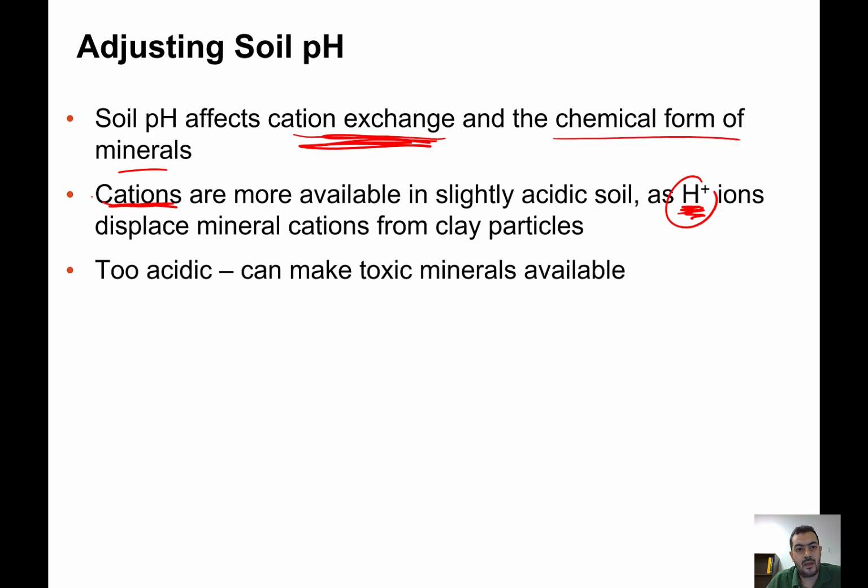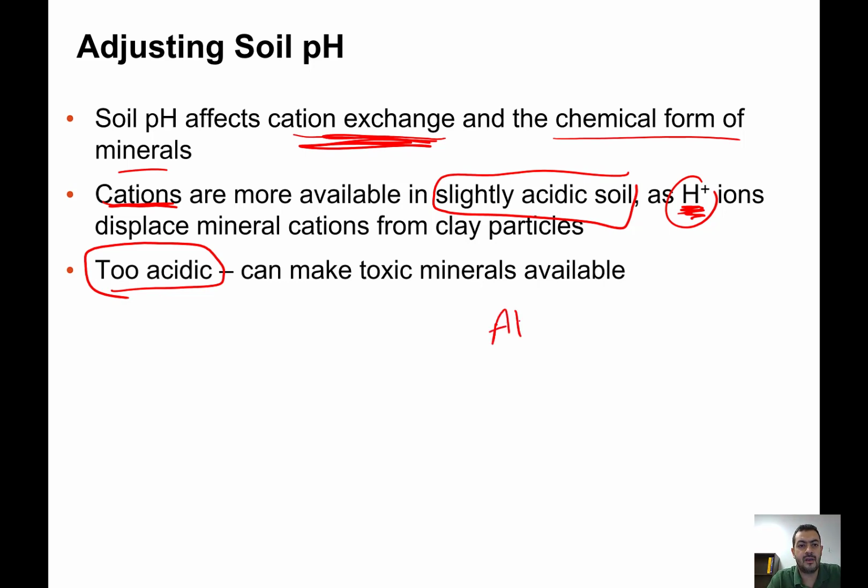However, if the pH of the soil is too acidic, we may have toxic minerals available. Because of that, a slightly acidic soil is preferred. That means availability of cations in the soil to be absorbed, while a very acidic soil should be avoided, because this may lead to toxicity in the plants. Why? Because the minerals there will actually be changed in their status. An example of that is aluminium.